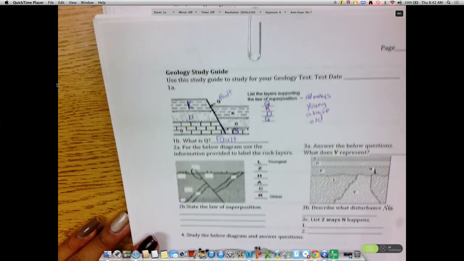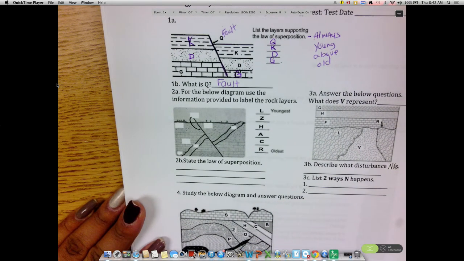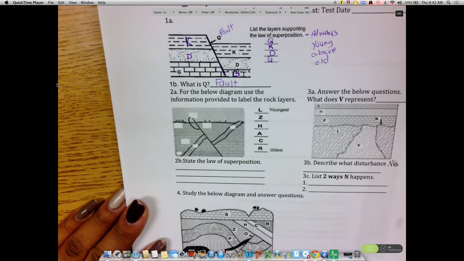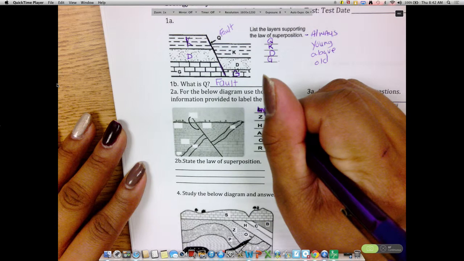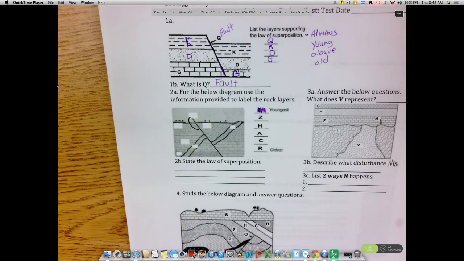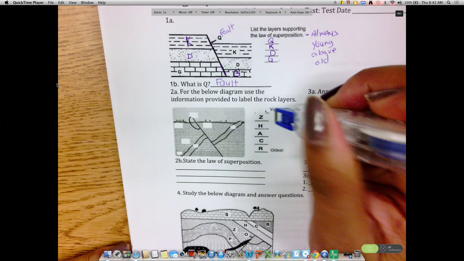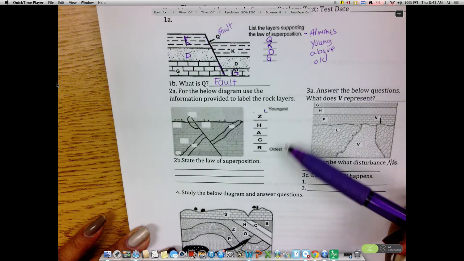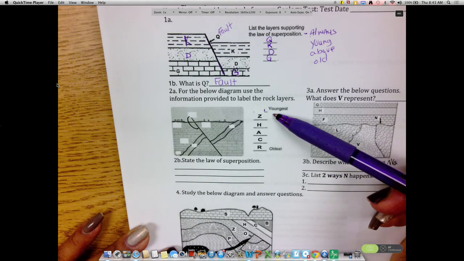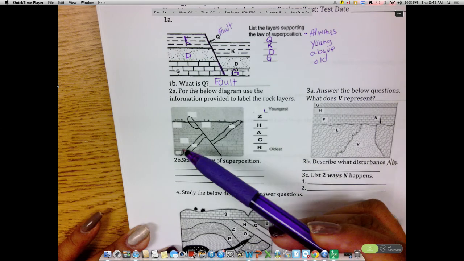All right. Moving down then to number two. For number two, we need to fix something here. I want you to get rid of this L here, the typo, it shouldn't be there. Now it says, for the below diagram, use the information provided to label the rock layers. Now we're going backwards. I've already listed them from oldest to youngest. Now you have to take this information and put it over here.